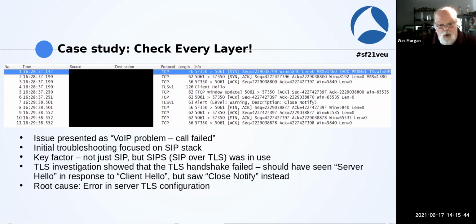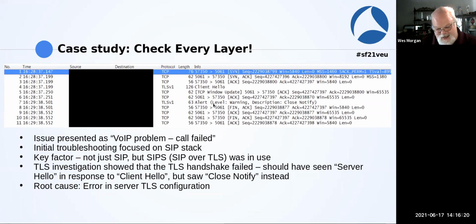Well, now we're going to need to check every layer. Let's examine what's going on with TLS. And that's when we saw this pattern in the data. You see the TCP handshake, it's just fine. The client gives its client hello. We're expecting to see a server hello in response. Instead, we get an alert and a close notify.